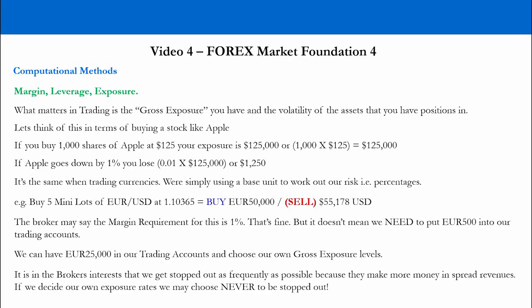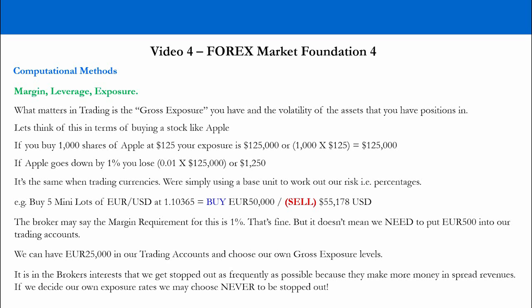If you buy 1,000 shares of Apple at $125, your exposure is 1,000 shares times $125, so $125,000. If Apple goes against you by 1%, you lose 0.01 times $125,000, so $1,250. Well, it's exactly the same when trading currencies as it is when trading stocks. We're simply using a base unit to work out our risk, so our percentages.